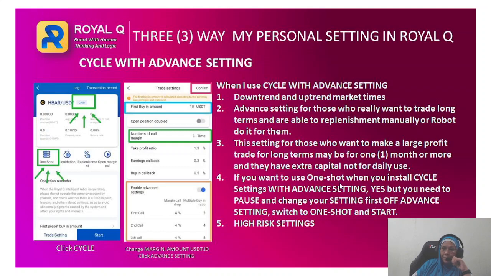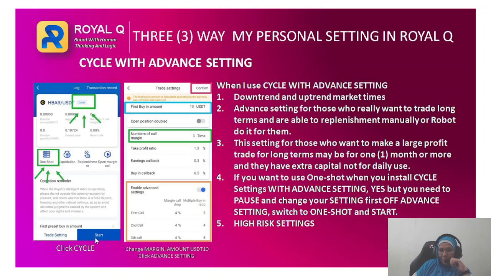If you want to use one shot when you have installed cycle setting with advanced setting, the answer, as already said from the first slide just now, is yes, but you need to pause and change your setting first. It means turn off this advanced setting, then switch to one shot, and then you click start.